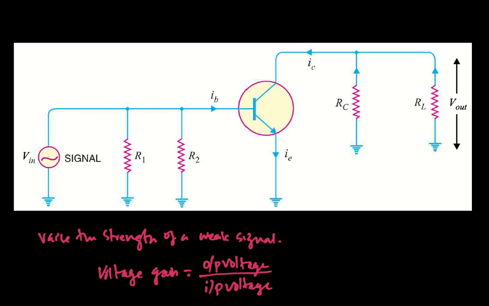So in the case of an amplifier, we have to consider only the AC conditions, because we need to increase the AC voltage strength of the AC voltage. So let's discuss the voltage gain of a transistor amplifier. The voltage gain is the ratio of the output voltage to the input voltage.